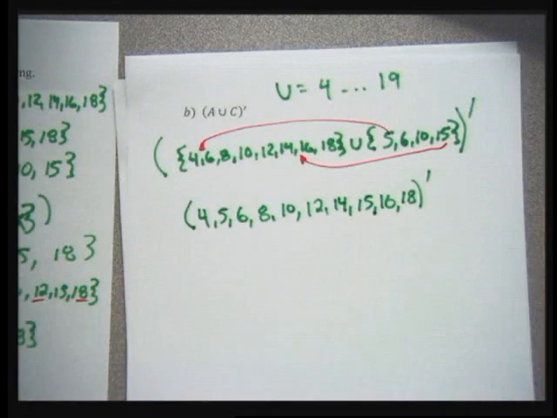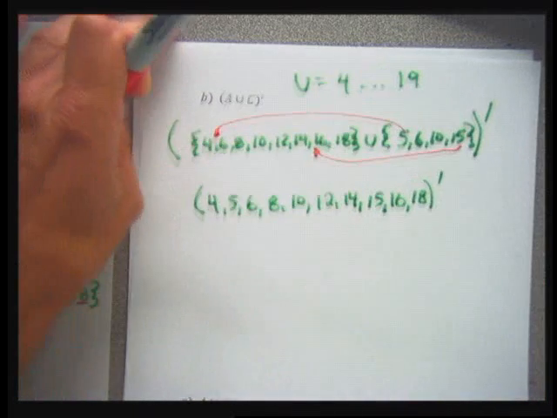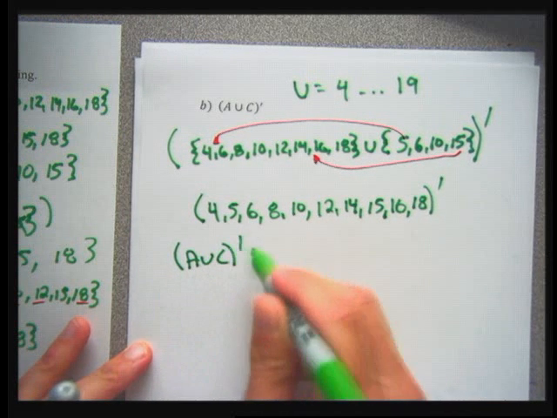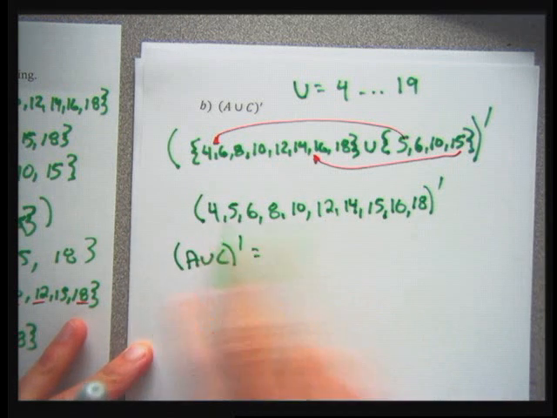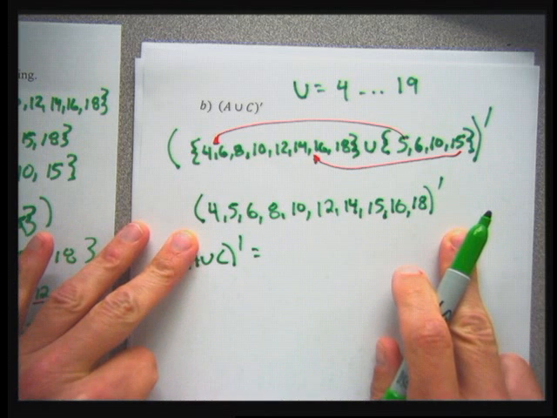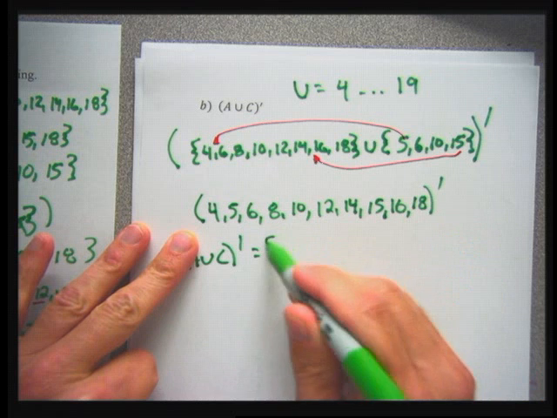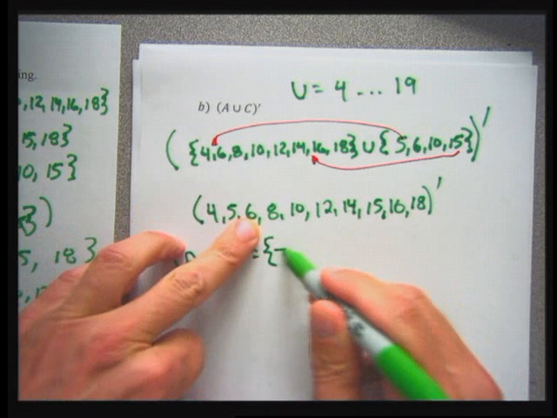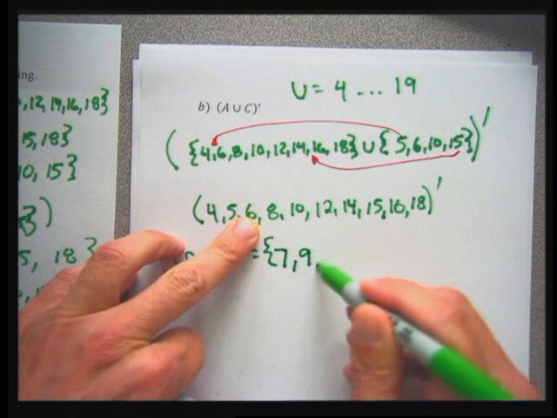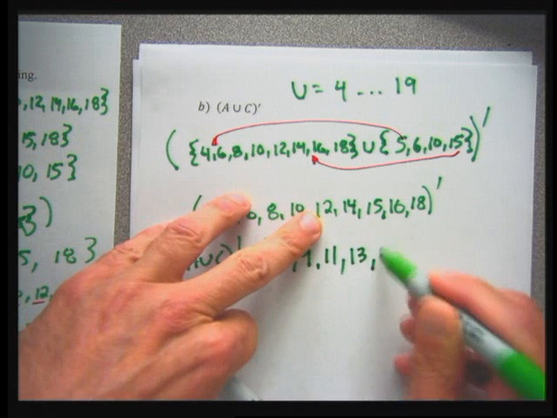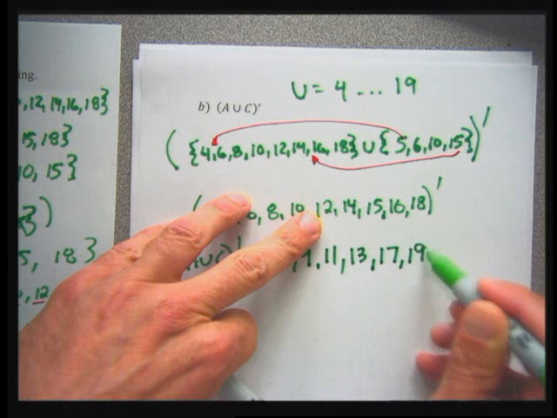And now I want to do the prime. The prime of a set is everything that the universe contains that's not in the set. The universe is the numbers from 4 through 19. The prime of this set is going to be any number between 4 and 19 that's not in the set. So this set is missing 7, it's missing 9, it's missing 11, it's missing 13, it's missing 17, and it's missing 19.